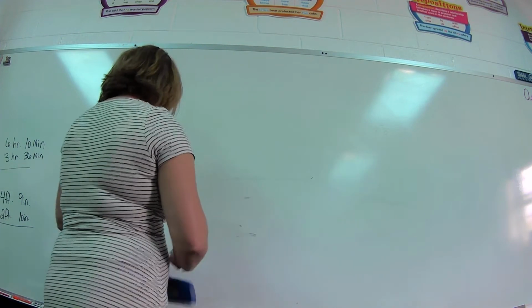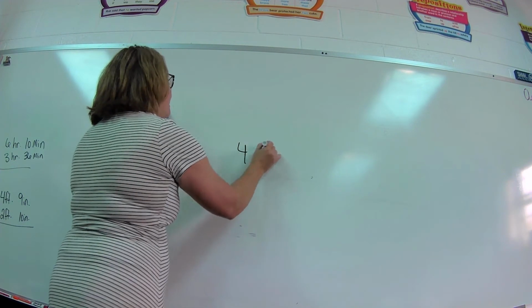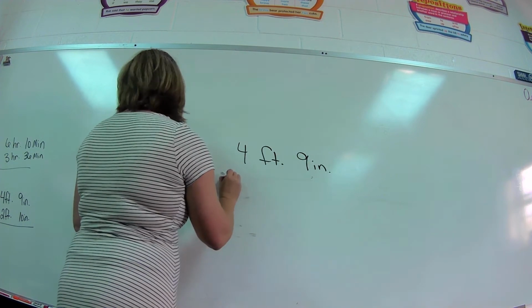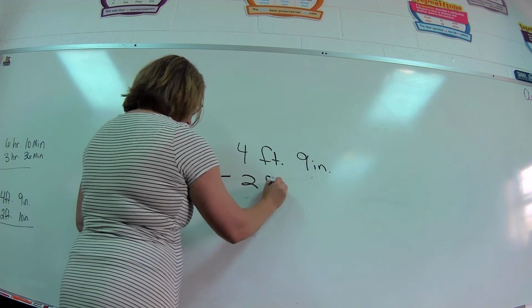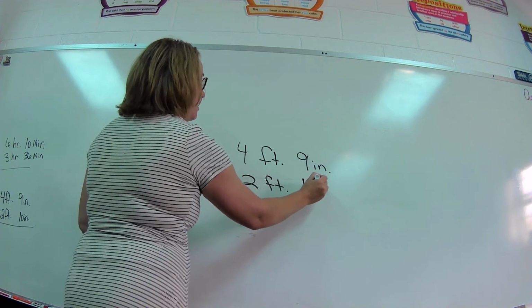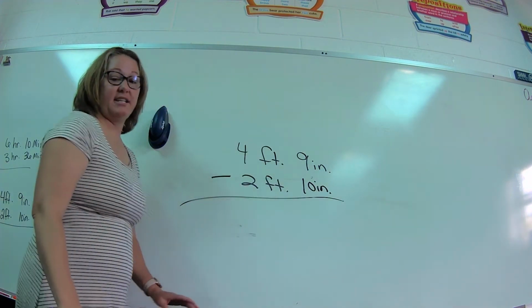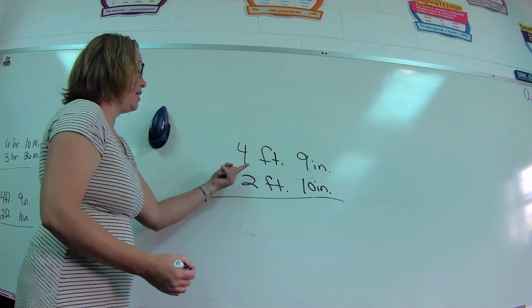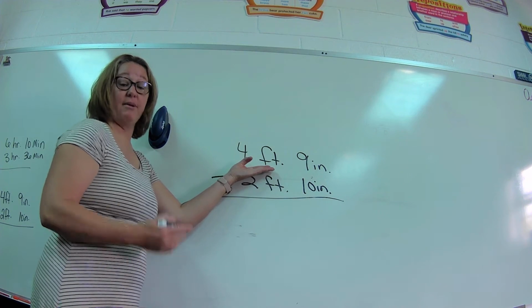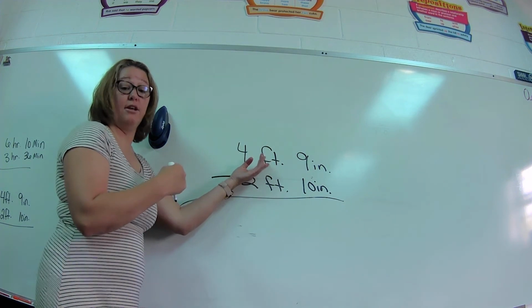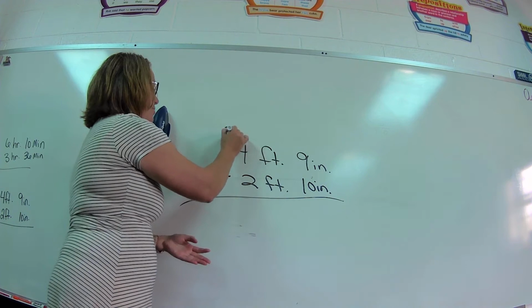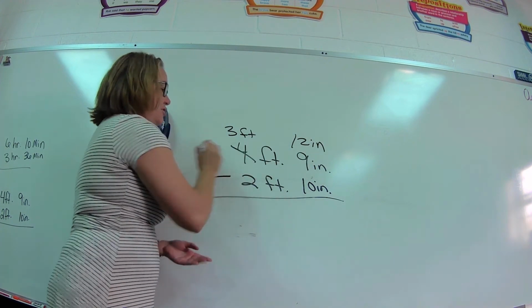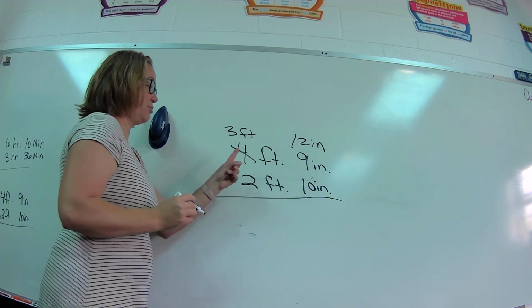Let's try another one. 4 feet, 9 inches, subtract 2 feet, 10 inches. Mrs. French, you can't take 10 from 9. No, but we can borrow 4 feet. All right, so we got to make something equivalent to 4 feet. 3 plus 1. So 3 feet, 12 inches. That equals 3 plus 1 equals 4.